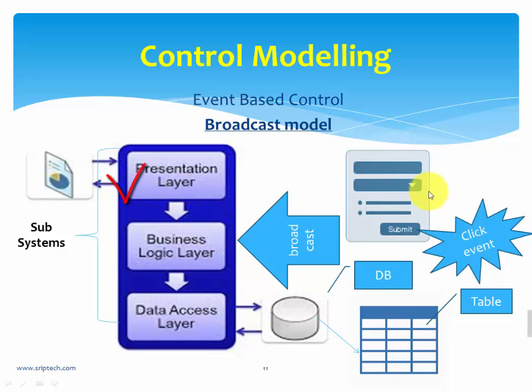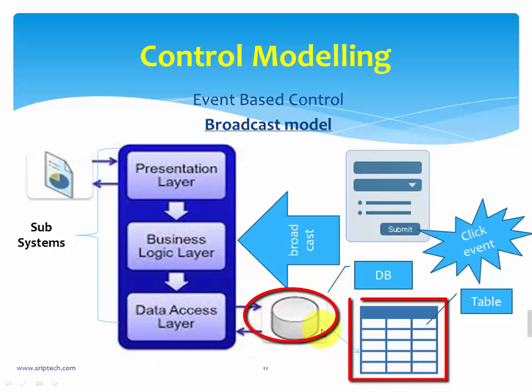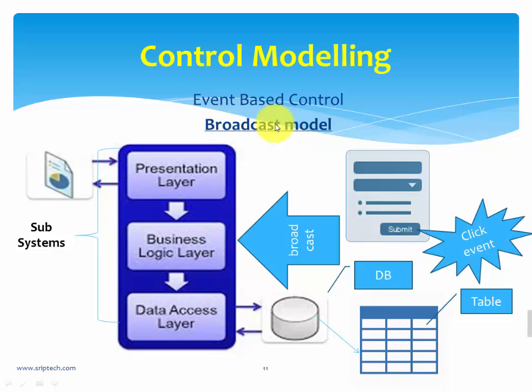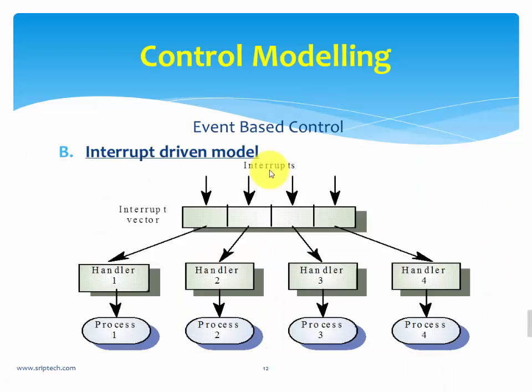Now the presentation layer picks up the event. Here, for example, it will identify what data is fed in, first name and last name. It will transfer that data to the business logic layer. The business logic layer uses some validation rules of the business and transfers it to the data access layer, and the data access layer finally transfers the data into the database. Inside the database that particular data is pumped into a table. Now this is called a broadcast model. So the broadcast model is an example of event based control, which comes under your control modeling.